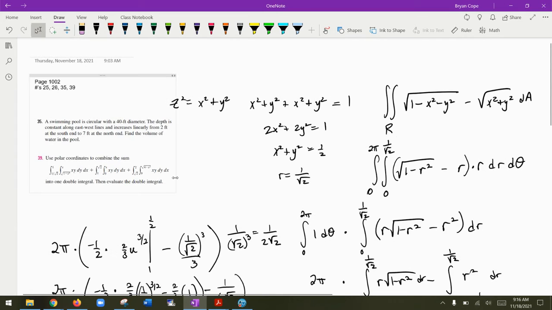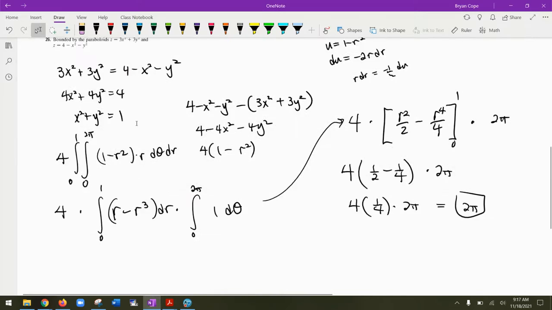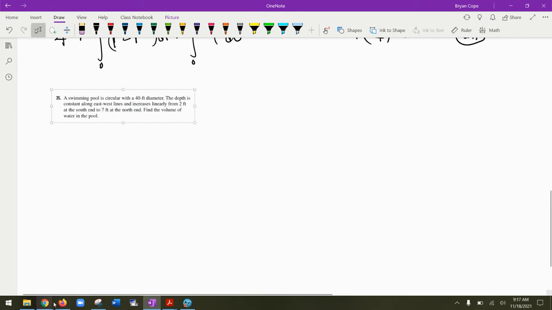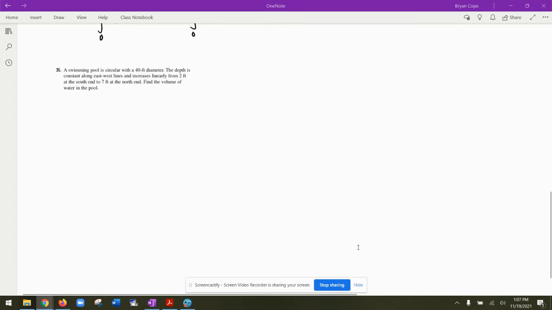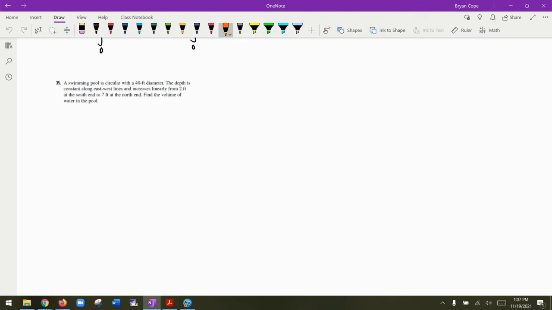Let's look at 35. The swimming pool is circular with a diameter of 40 feet. Okay, this 35 is a really cool question. I want to work through it in as much detail as I can. The depth is constant along east-west lines and increases linearly from 2 feet at the south end to 7 feet at the north end. Find the volume of the water in the pool.